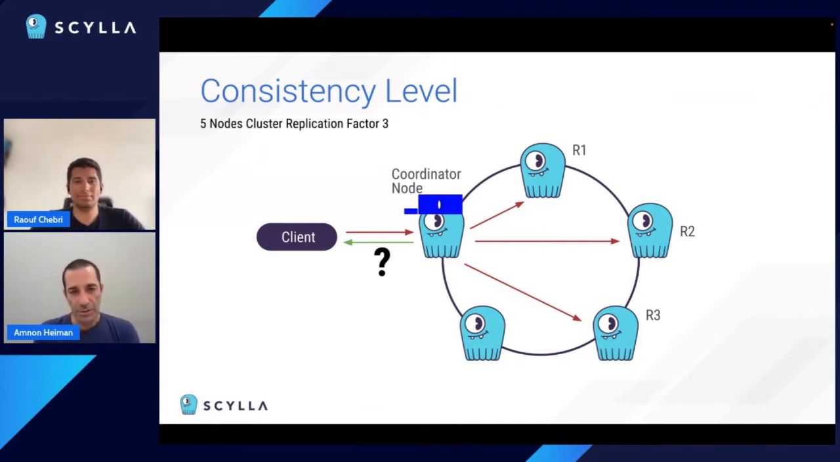Now, there is a question. When the coordinator node gets the request from the client, it needs to wait for the replies from the replicas. The question is how much the coordinator waits before it sends the reply to the client. And that's not about time in seconds. Exactly, not milliseconds, but in how many replies it gets before it answers the client. And it could be anything between nothing and all.